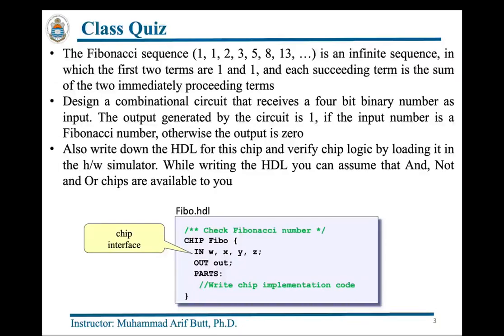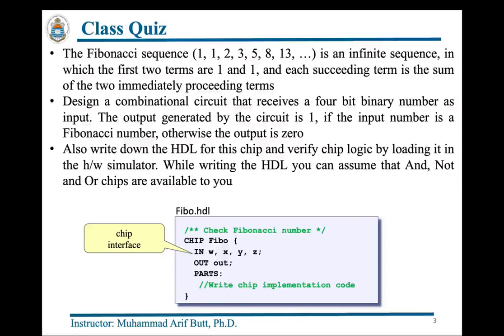Fine. Dear students, you all know that a Fibonacci sequence is an infinite sequence in which the first two terms are 1 and 1, sometimes 0 and 1. But over here you will consider the first two terms are 1 and 1. And each succeeding term is the sum of the two immediately preceding terms. So this is the Fibonacci series 1, 1, 2, 3, 5, 8, 13 and so on.